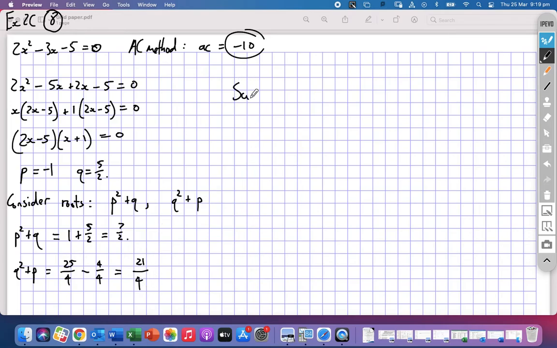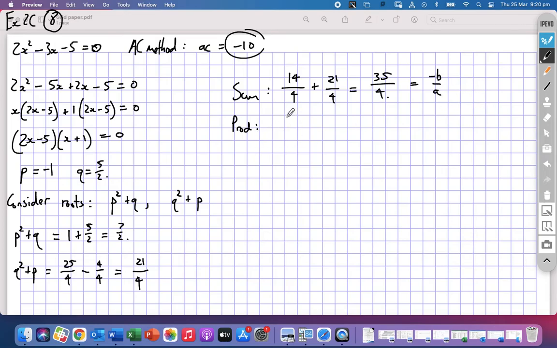Okay, now I can consider the sum and product of these new roots. So the sum would be 7 on 2 plus 21 on 4. Actually, the 7 on 2 can be 14 on 4, so it's easier to add up. 14 plus 21 makes 35 on 4. And that's our minus b on a.